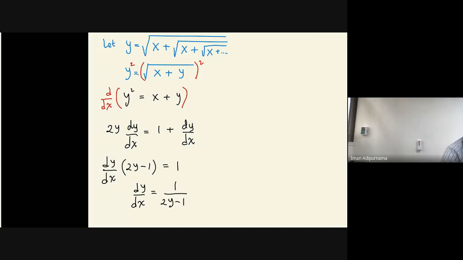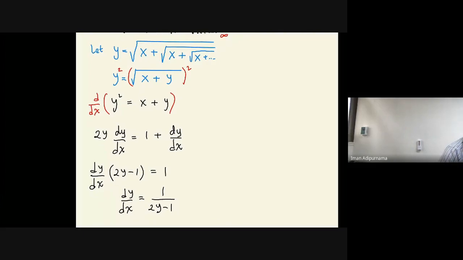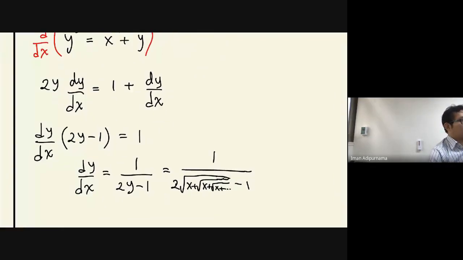Let's see, our y is our original function, right? So I can write this whole thing as 1 over 2 times the square root of x plus dot dot dot, and then minus 1. Yes, that's it. So by implicit differentiation, you can do many things.